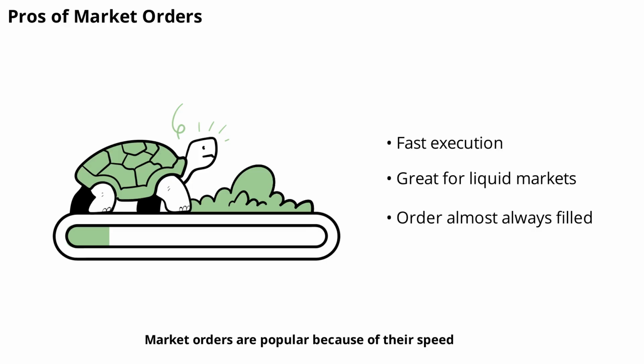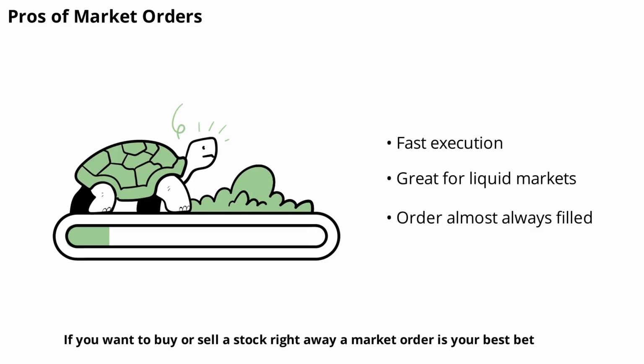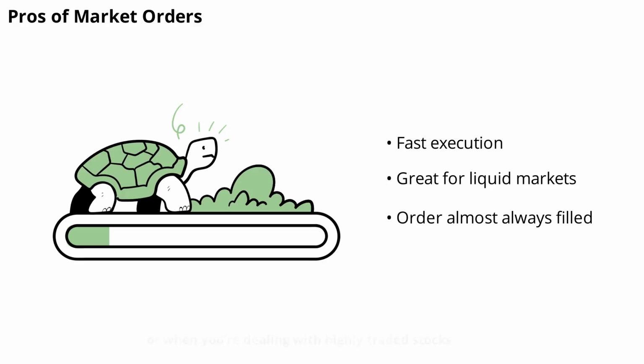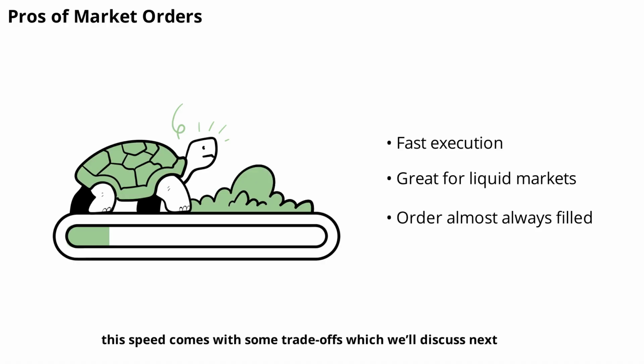Market orders are popular because of their speed. If you want to buy or sell a stock right away, a market order is your best bet. This is especially useful in fast-moving markets or when you're dealing with highly traded stocks. You don't have to worry about your order not being filled, as it will almost always go through instantly. However, this speed comes with some trade-offs, which we'll discuss next.